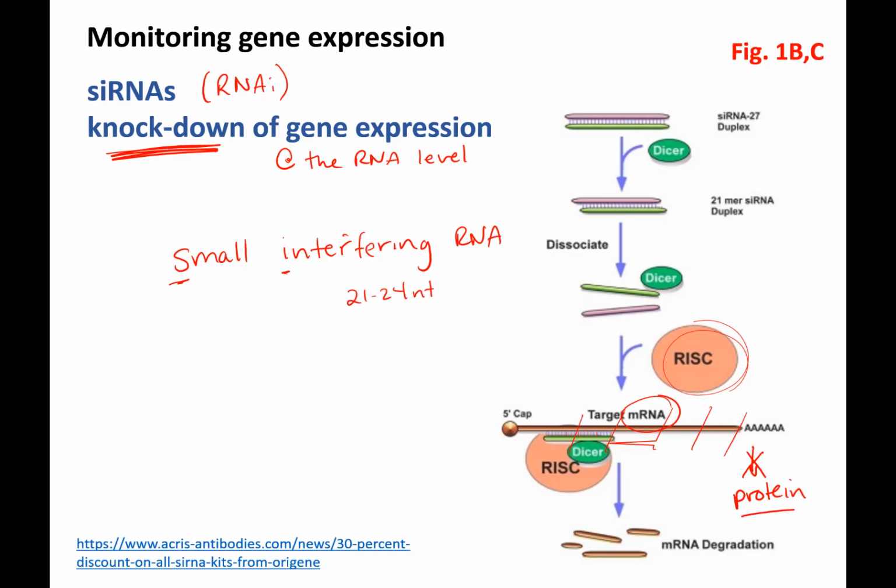Okay, so again, you design as a researcher a small interfering RNA that's complementary to your messenger RNA through base pairing. You put it in the cell. The siRNA associates with this RISC complex, binds the target mRNA, breaks it down so there's no or reduced protein expression. So it's called a knockdown because we're not stopping RNA transcription. So we're not knocking out gene expression. And what you'll see in the paper is you don't get 100% knockdown.